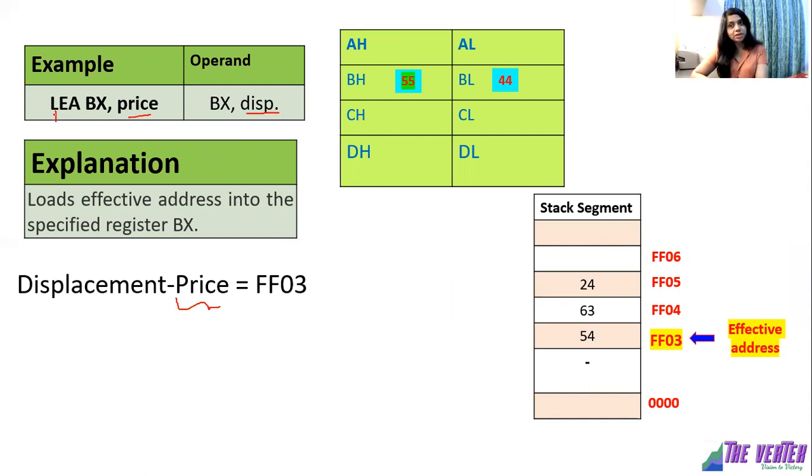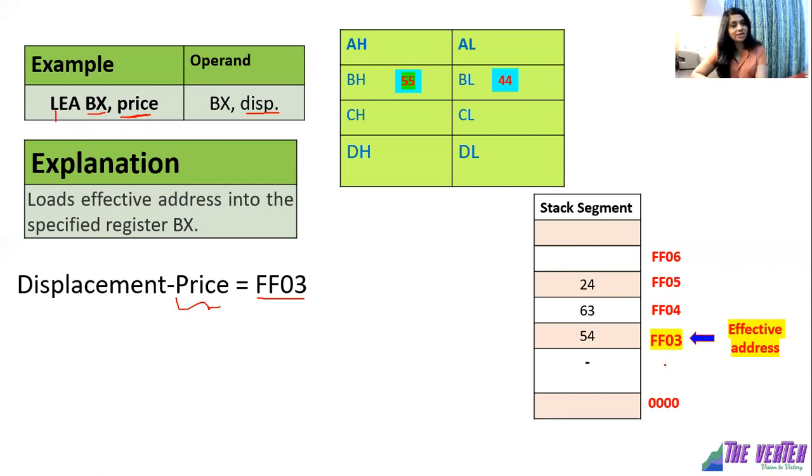What does the instruction say? Load effective address. L stands for load, E and A stand for effective address. Load effective address in BX register. Which effective address? The price. Meaning, what is the value of price? FF03.